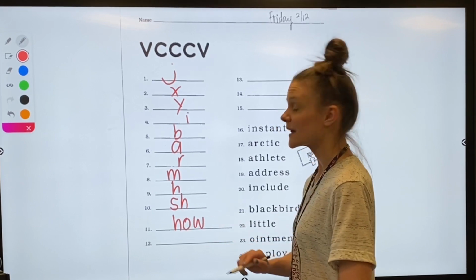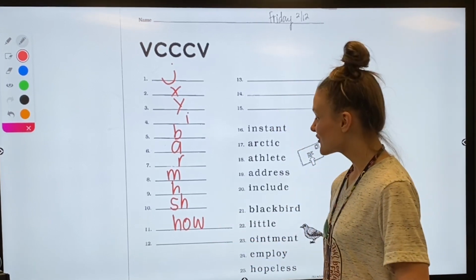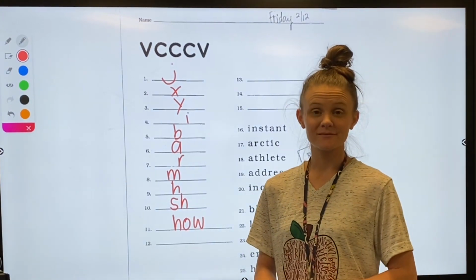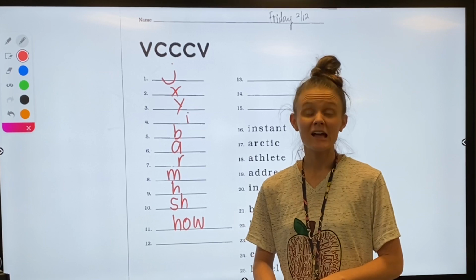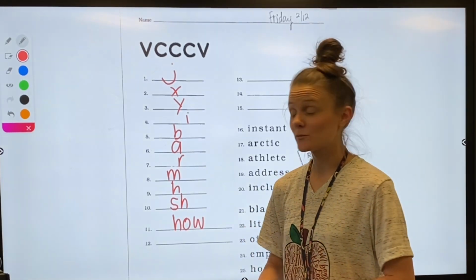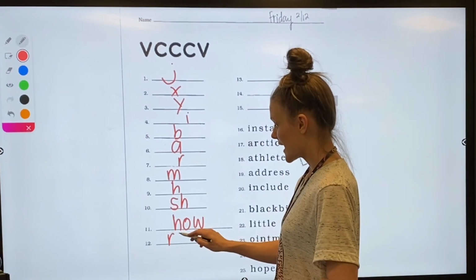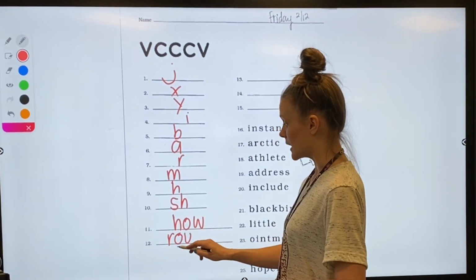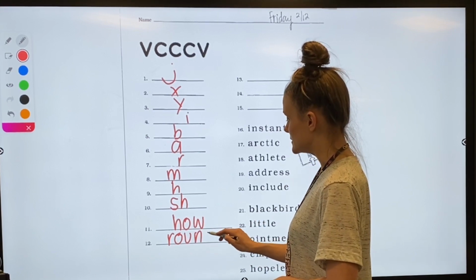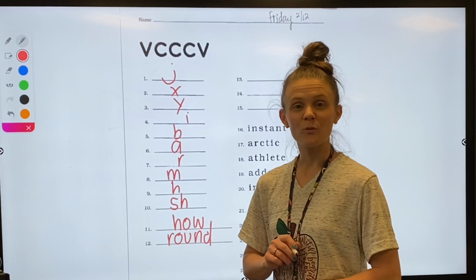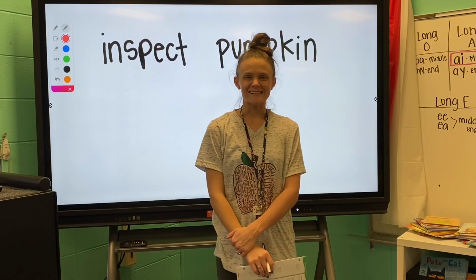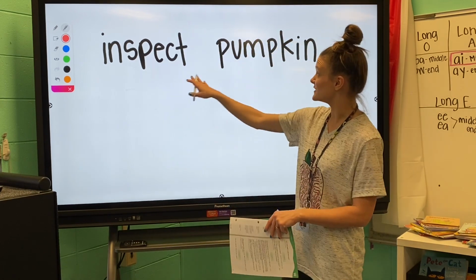Ow. How. For number 12, we are going to spell the word round. Round. This word has the ow sound in the middle of the word. So I'm writing ow, using the O-U diphthong, round, to spell the word round. Excellent job!